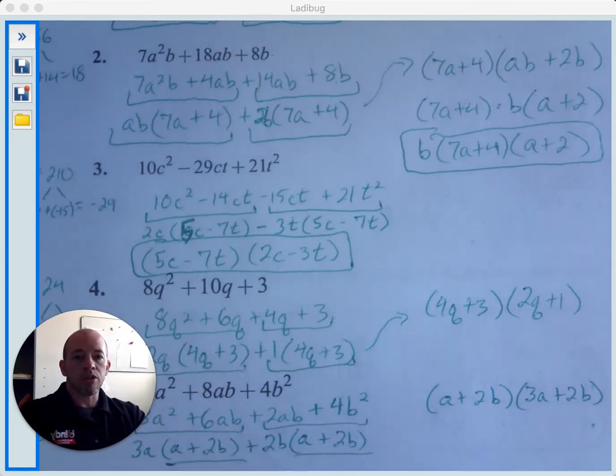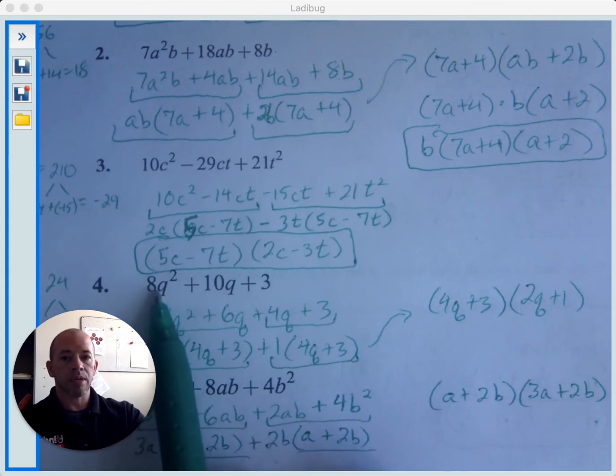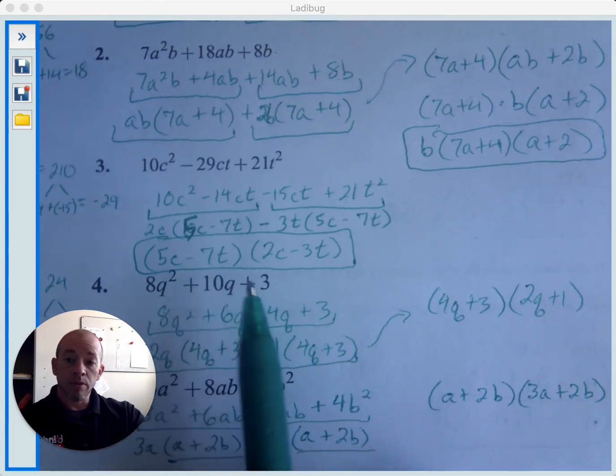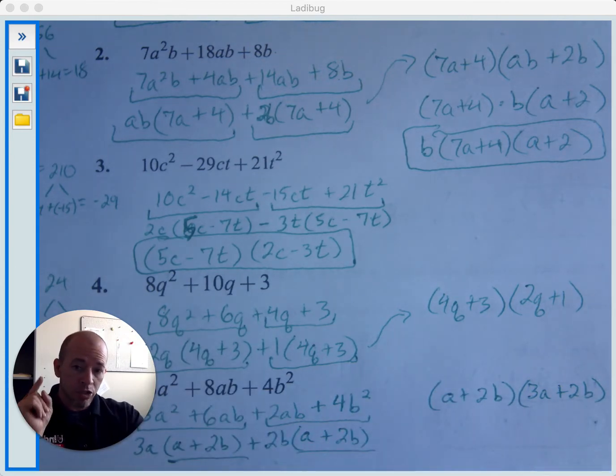Again, you can always check your answer by using the FOIL method, multiply those out, and make sure you get what we have here. Again, if you're one of those people who like to use guess and check, you go ahead, but make sure you check. The biggest problem with guess and check that I usually see is people will guess, but they don't check.